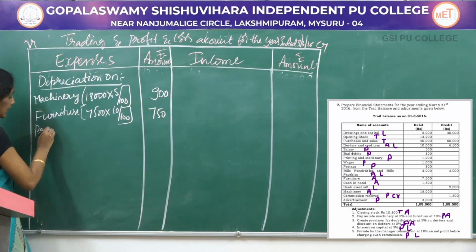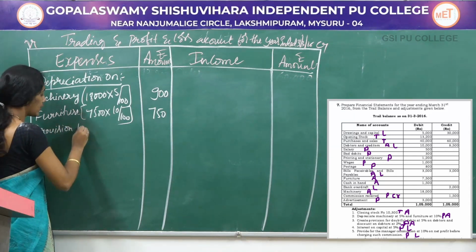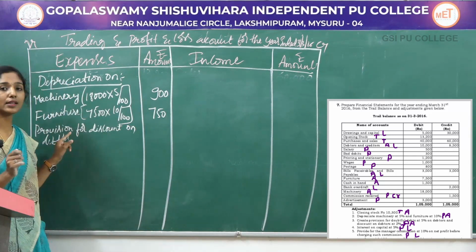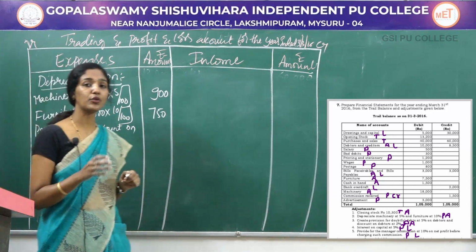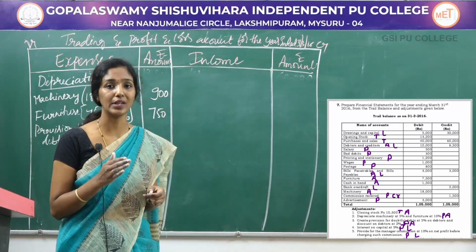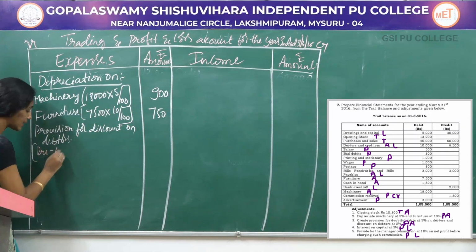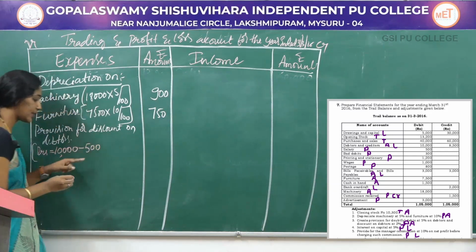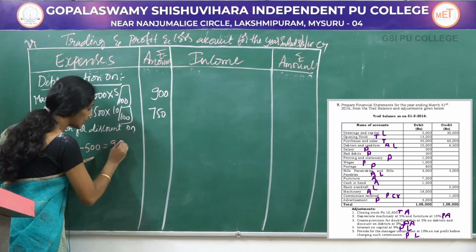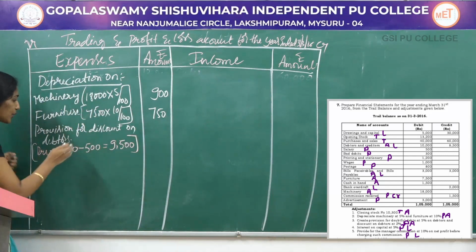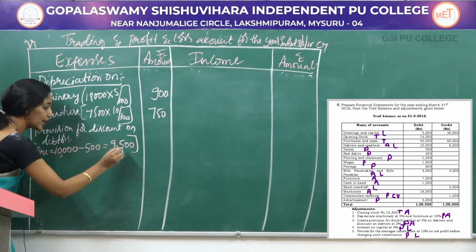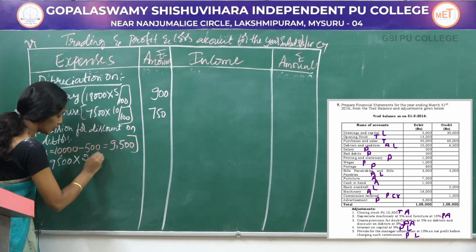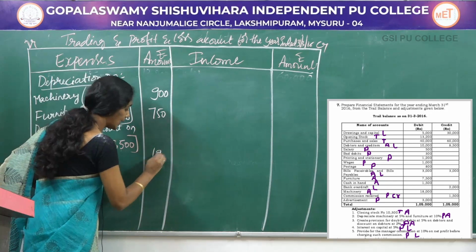The next very important is provision for discount on debtors. Before calculating this provision for discount on debtors, you have to deduct the amount of provision from the total debtors. So amount of debtors is 10,000. So you have to deduct provision on doubtful debts, that is 500 rupees. You will get 9,500. So now we have to calculate discount on debtors on 9,500. 9,500 into 2 divided by 100, you will get 190 rupees.